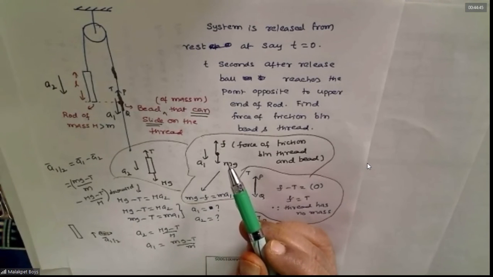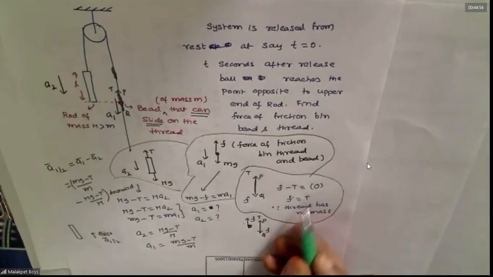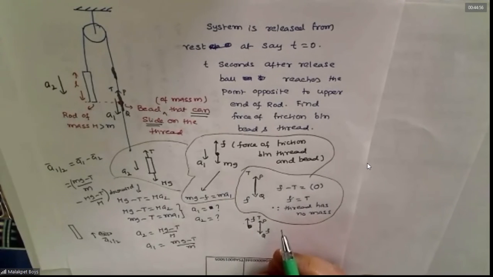You are trying to pull a rope with your hand, the hands are slipping. What will be there? Friction. But ultimately, the friction you are getting is tension only. See, yes, sir.